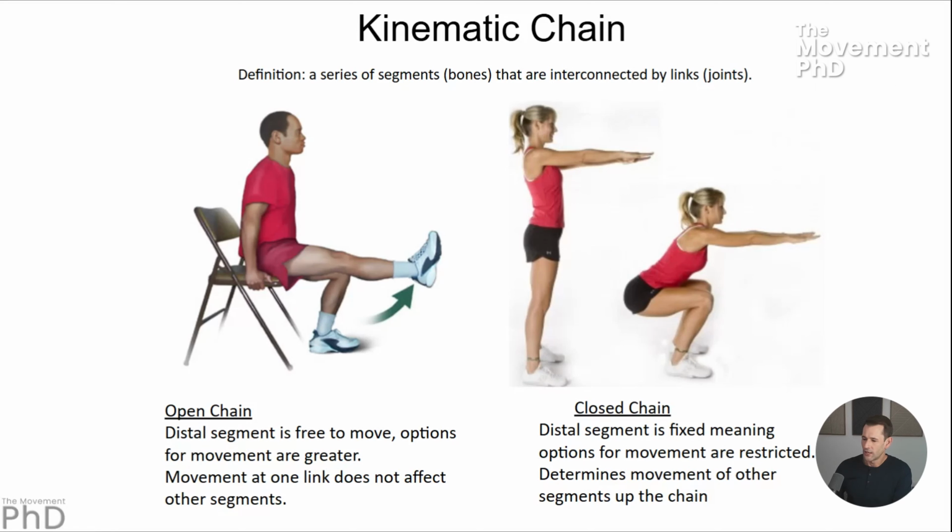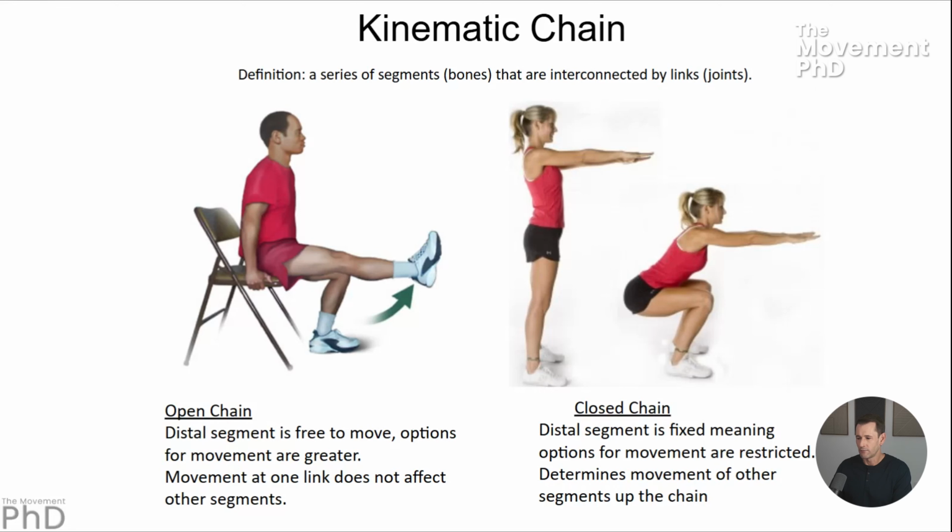Another way to conceptualize the idea of an open chain is that movement at one link does not affect other segments. So you're probably thinking, what does that mean? So let's look at that a little bit more. If you think about the different joints in the leg, the knee is one link, the ankle is another link, and the hip is the final link.